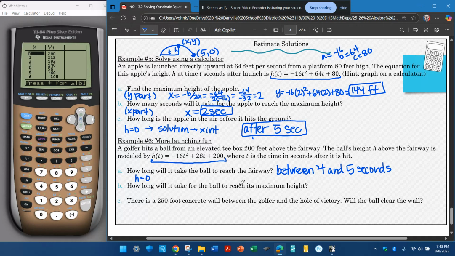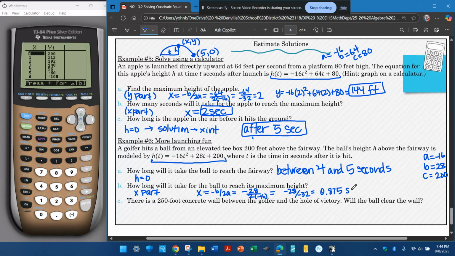How long will it take for the ball to reach its maximum height? How long is time? That's the x part of your vertex. So I need to do negative b over 2a in order to find that. So if I say my a is negative 16, my b is 28, and my c is 200, then when I do negative b, I do negative 28 over 2 times negative 16, so that's negative 28 over negative 32.